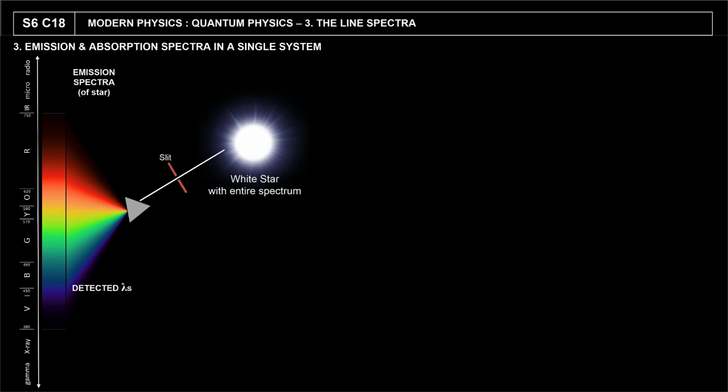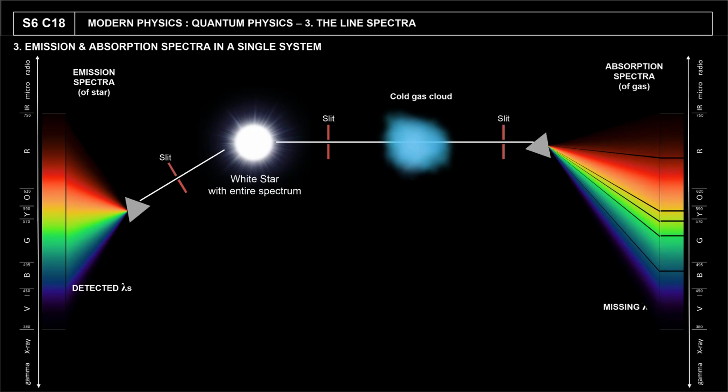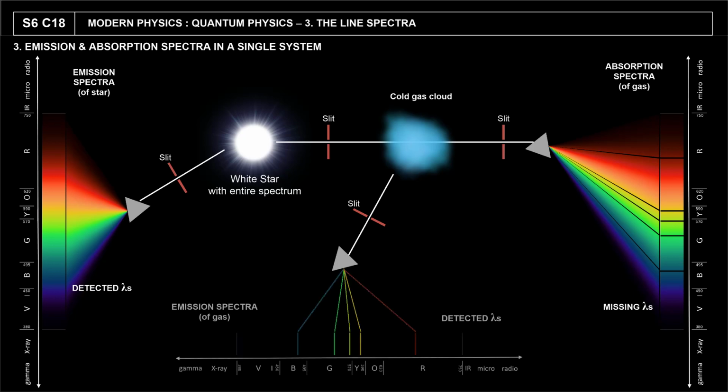If you let this star shine a beam of its spectrum onto a gas cloud and then observe the output through another slit and a prism in a direct line of sight, then you would obtain another spectra with missing wavelengths, which corresponds to energies absorbed by electrons transitioning to a higher energy level. This would be absorption spectra of the gas cloud. And if you observe this gas cloud through a slit and a prism at any other angles not in a direct line of sight to the source, then you would obtain an emission spectra.